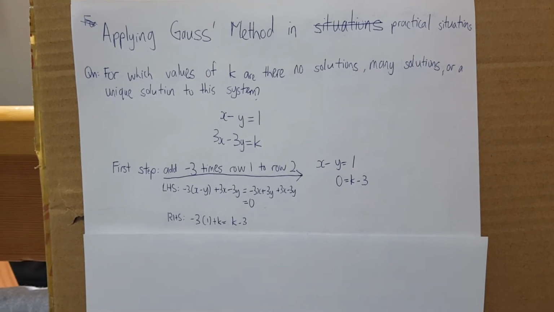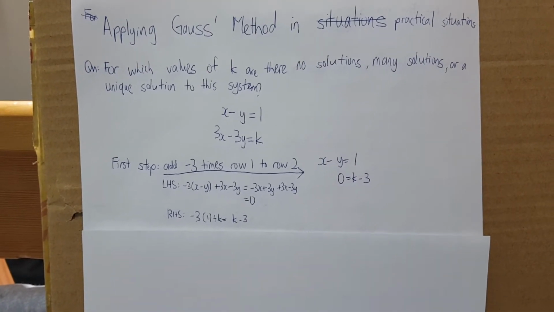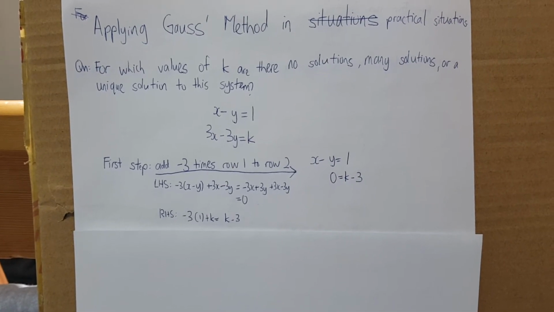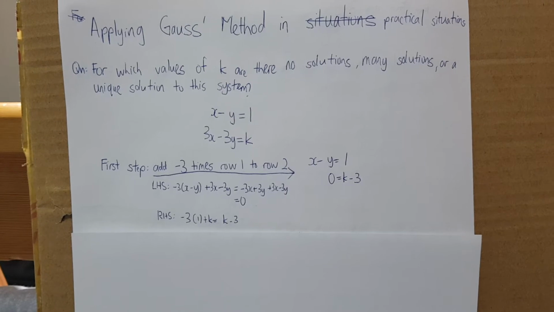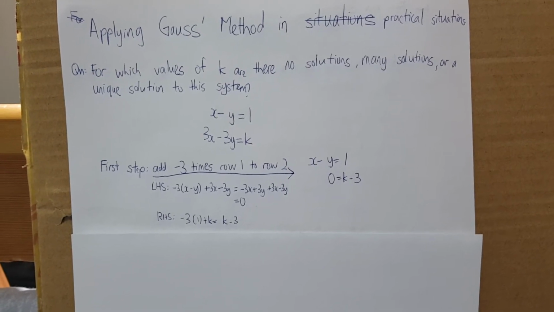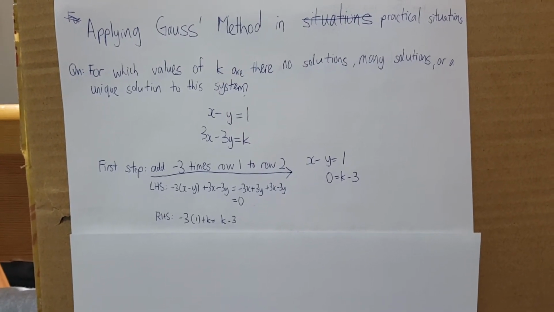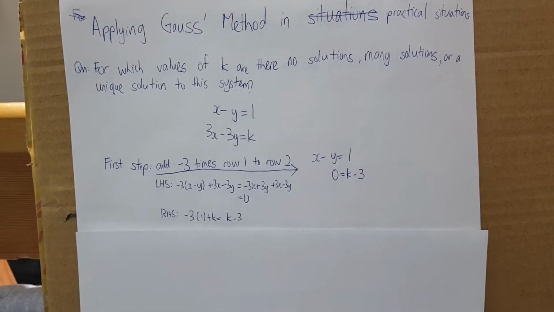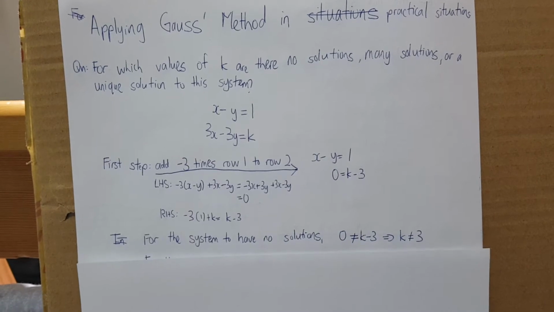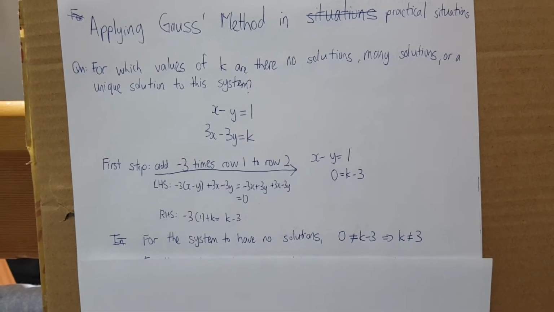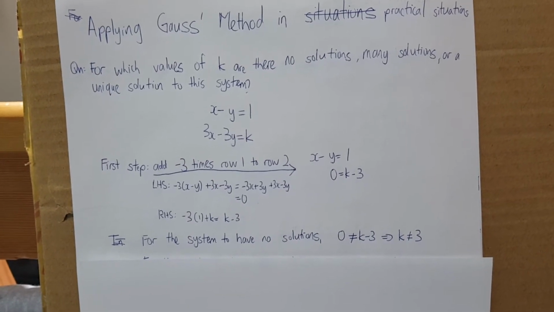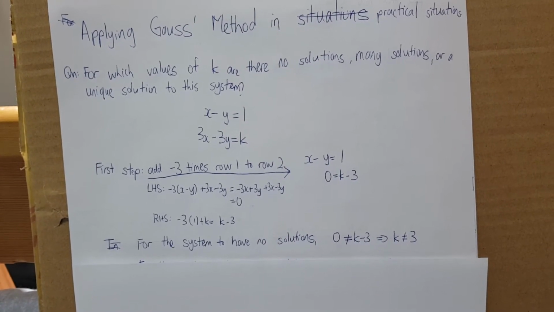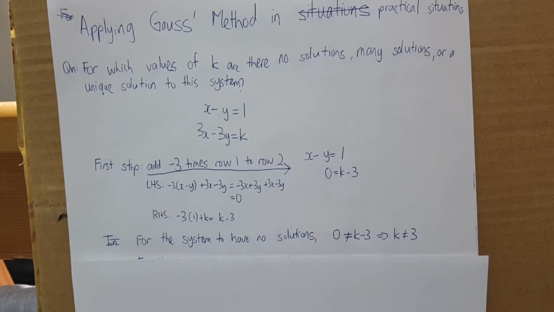Now, for what value of k are there no solutions? To have no solution, one of the equations must be inconsistent, not logical and not consistent. For the second one, we focus on 0 equals k minus 3. To have no solutions, 0 cannot equal k minus 3, so 0 is not equal to k minus 3. Hence k is not equal to 3.